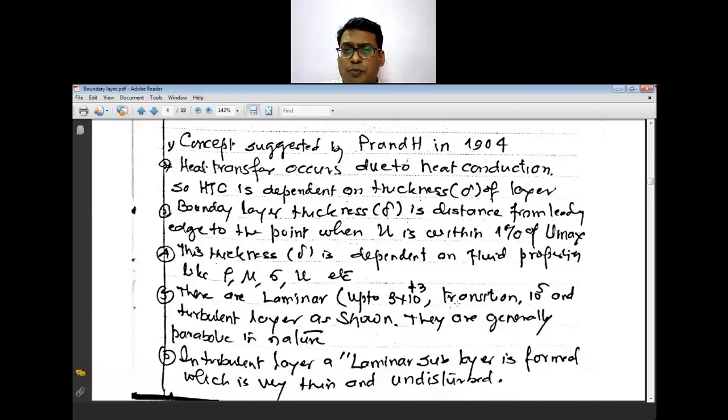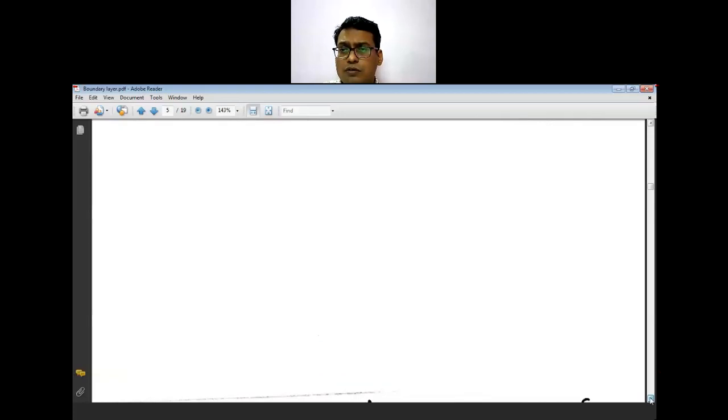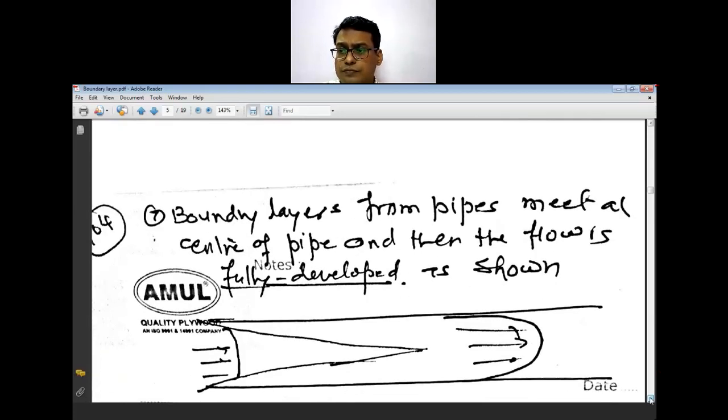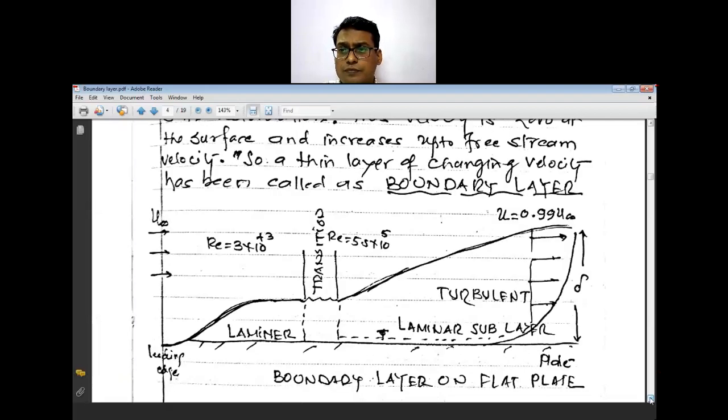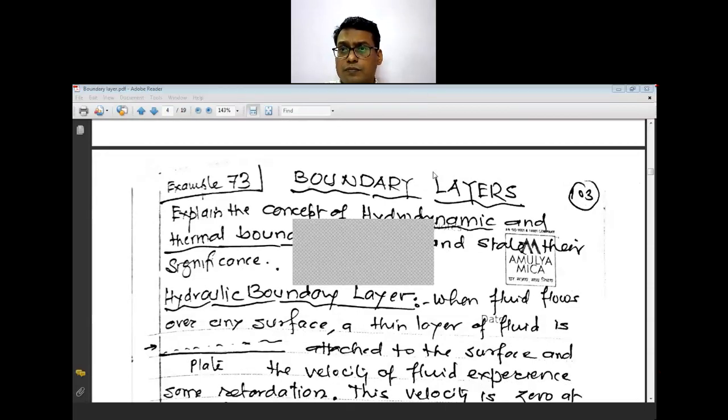This thickness delta is dependent on the fluid properties, density, viscosity, surface tension, velocity, etc. And these are the laminar up to 10 to the power 3 and transition 10 to the power 5 and the turbulent layer as shown. So these laminar sublayers are formed.